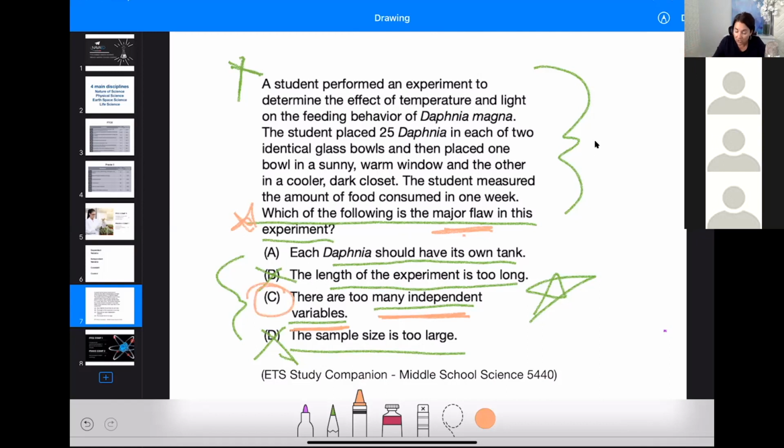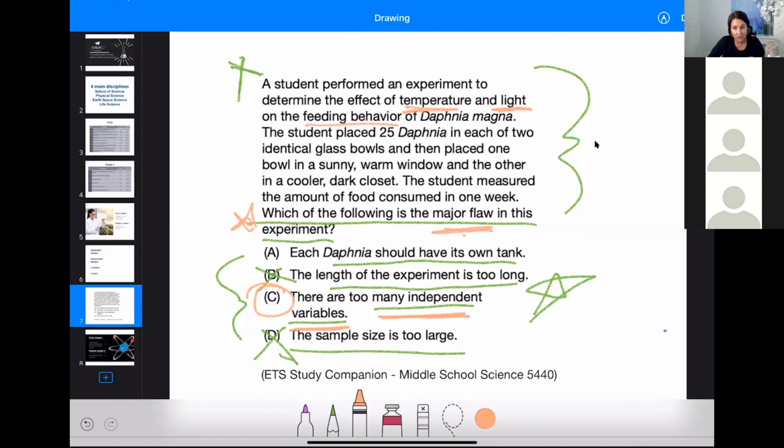But C is also the answer because you're determining if temperature and light affect feeding behavior. You can't do 2 because you're not going to know, is it light or is it temperature? You need to measure things one at a time. You need to apply things one at a time. So in this case, there are too many independent variables. There are too many things that you're doing to this plant, and you don't know which one is having the effect on the feeding behavior. So that's why C is the correct answer there.